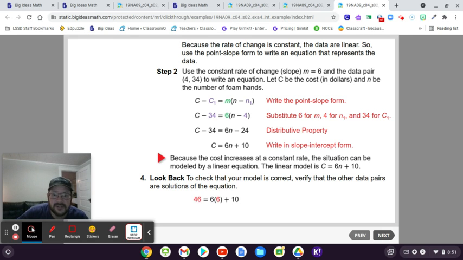But in this case, they're just verifying that this is indeed the equation by plugging in one of the other points from the graph. And you find out, yeah, it works. In fact, you can plug in 2 points and find out it works. Or all of the points, apparently. There you go. Okay, so that is an introduction to point-slope form.